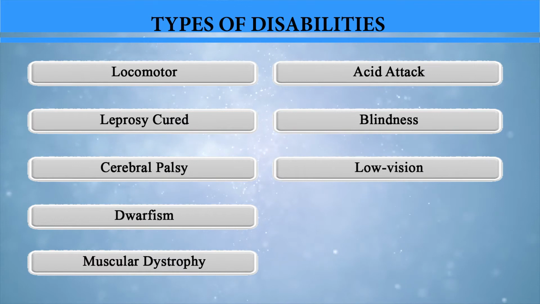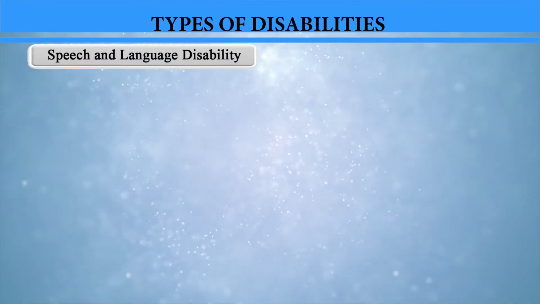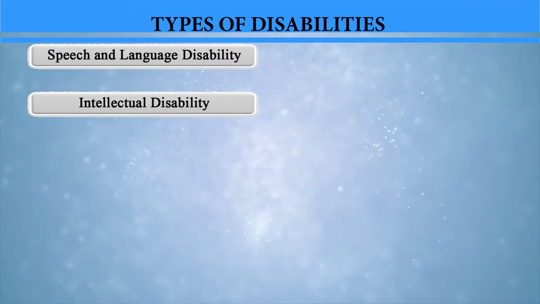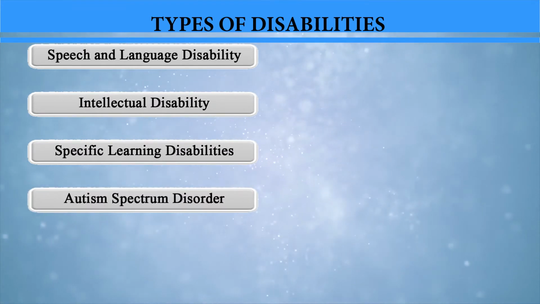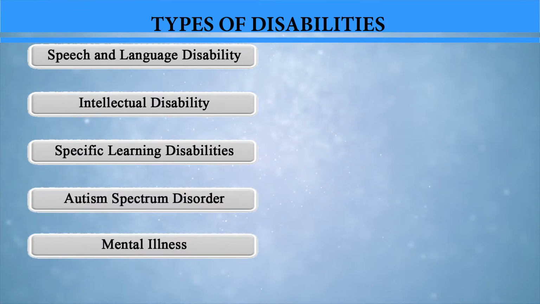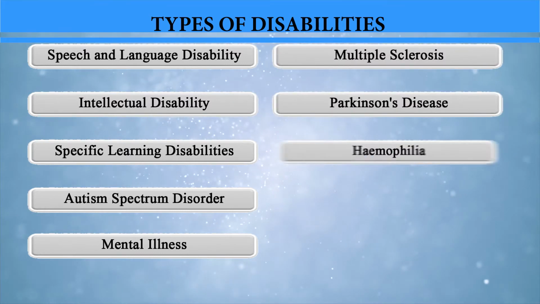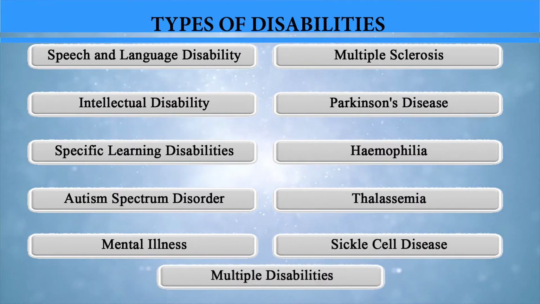low vision, deaf, hard of hearing, speech and language disability, intellectual disability, specific learning disabilities, autism spectrum disorder, mental illness, multiple sclerosis, Parkinson's disease, hemophilia, thalassemia, sickle cell disease and multiple disabilities. Let us discuss what are these disabilities.